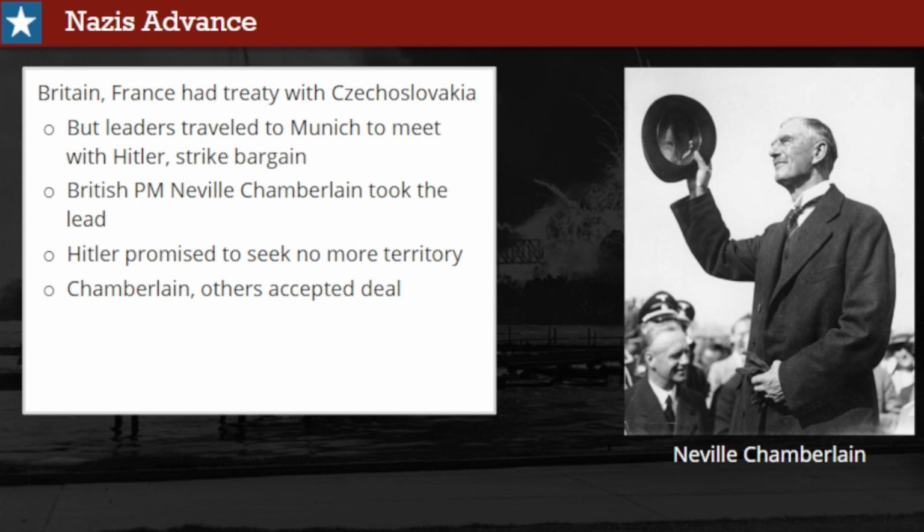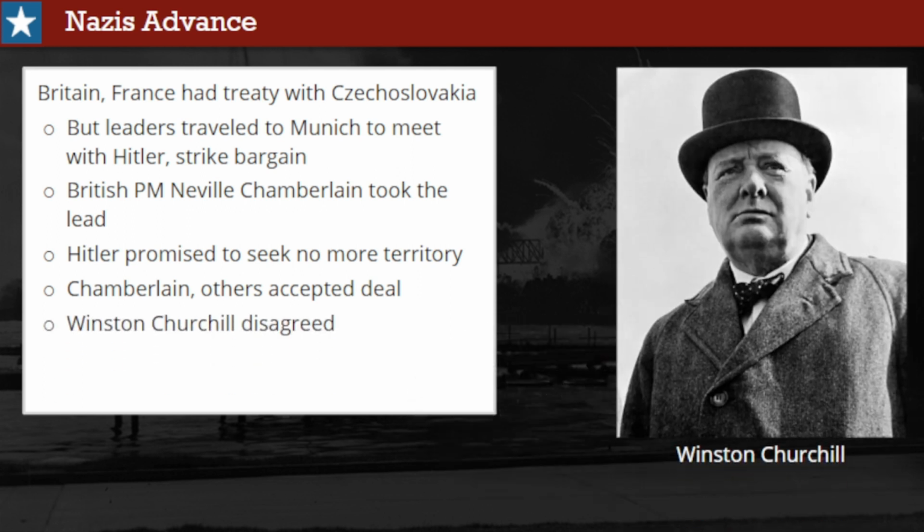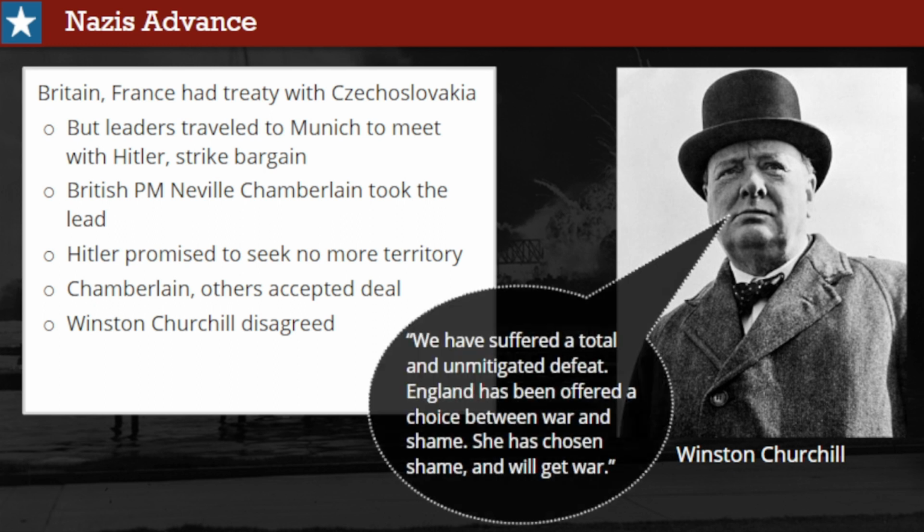They had once again appeased Hitler, but Chamberlain returned home to great acclaim and proudly announced that he had returned from Germany bringing peace with honor. "I believe it is peace for our time." Winston Churchill, a member of the British Parliament, disagreed. Churchill had been warning his countrymen of the danger posed by Hitler for years and believed that appeasement was a huge mistake. "We have suffered a total and unmitigated defeat," Churchill stated after the Munich conference. "England has been offered a choice between war and shame. She has chosen shame and will get war."